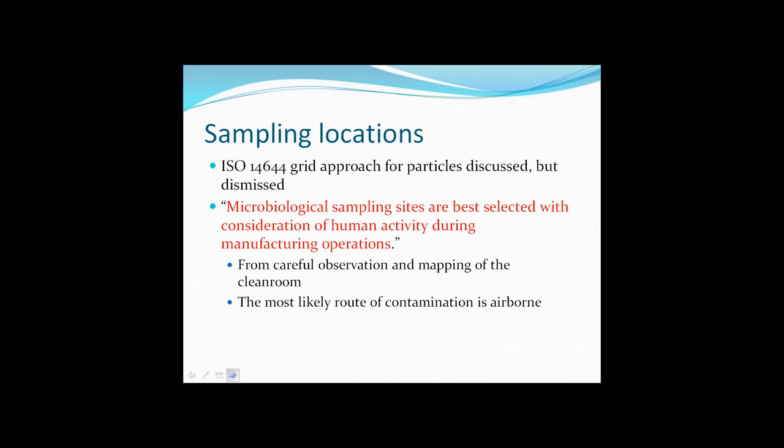With sampling locations, and I'm very pleased to see this in the USP, it does touch upon the use of a grid, such as found in the particle counting standard, but it dismisses this, and quite rightly says that sites of monitoring should be orientated to areas of high personnel activity using some form of risk assessment. And this is undertaken by careful observation, mapping the clean room, and noting the most likely routes of contamination, what people do, and where the biggest product contamination risk is. And to me, this is very sound advice.